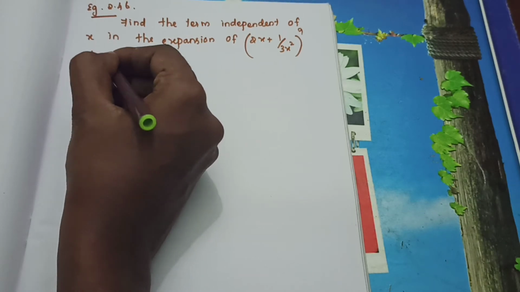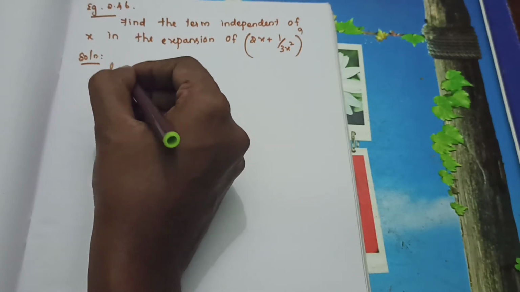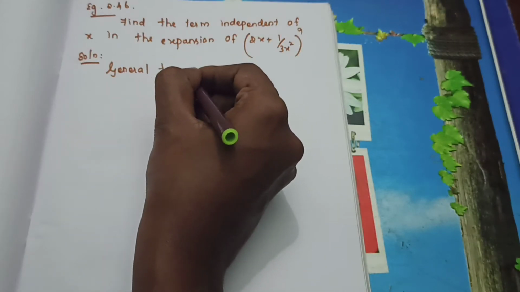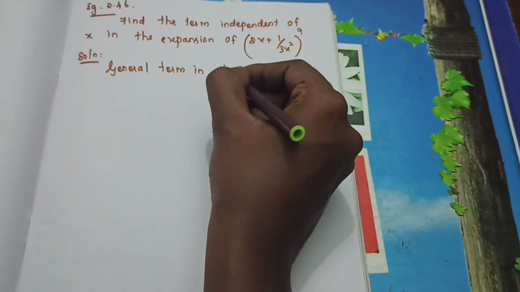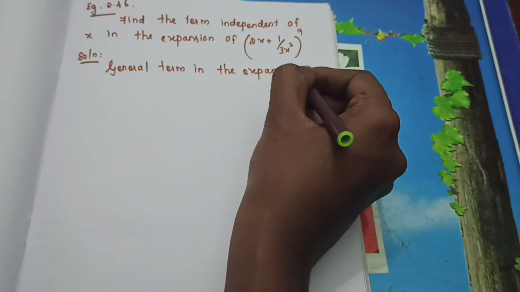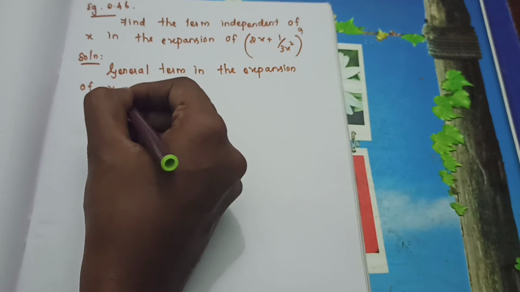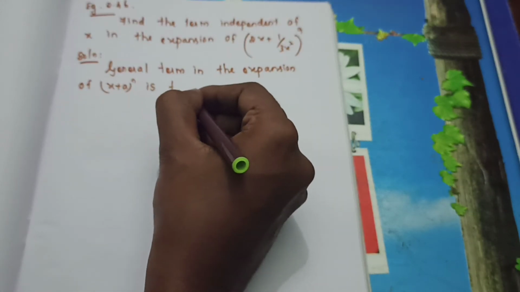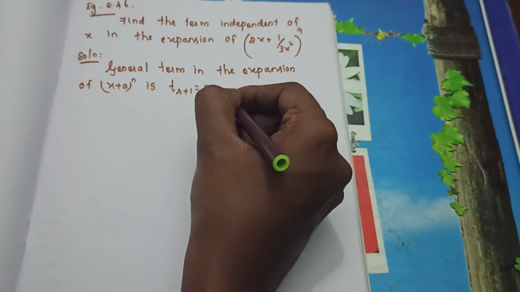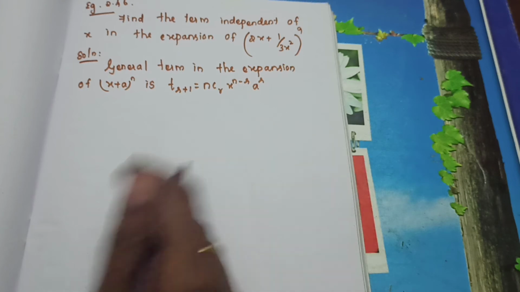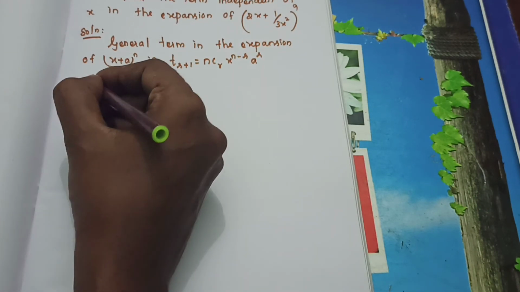Solution. First we are going to write the general term here. General term in the expansion of x plus a the whole power n is t r plus 1 is equal to nCr x power n minus r a power r. Now compare with x plus a the whole power n.